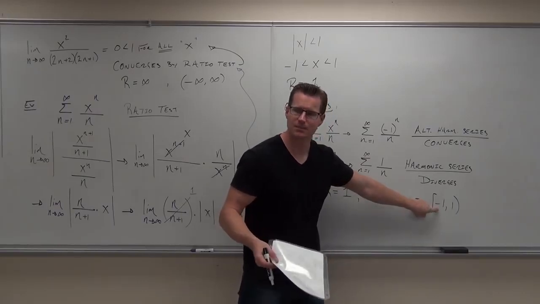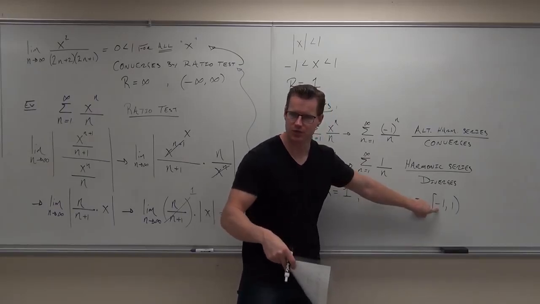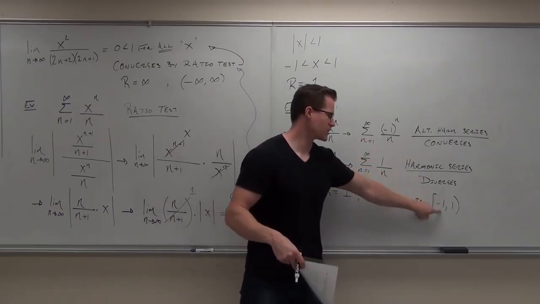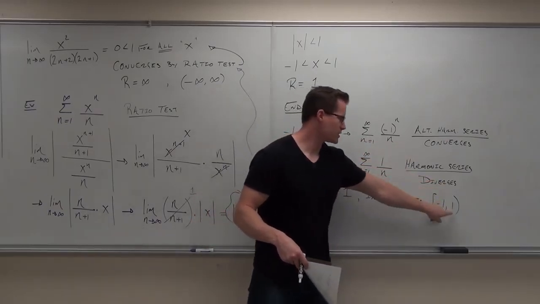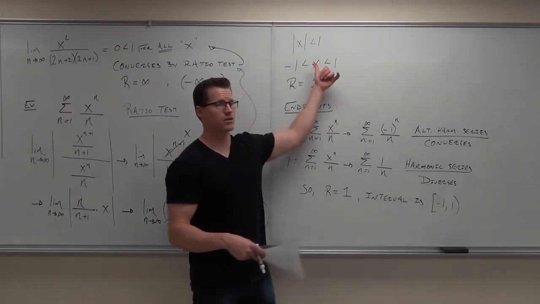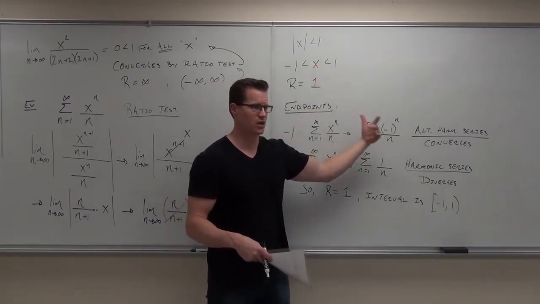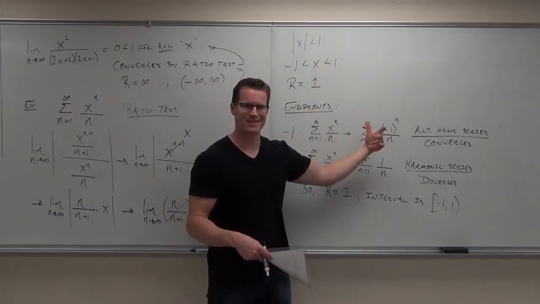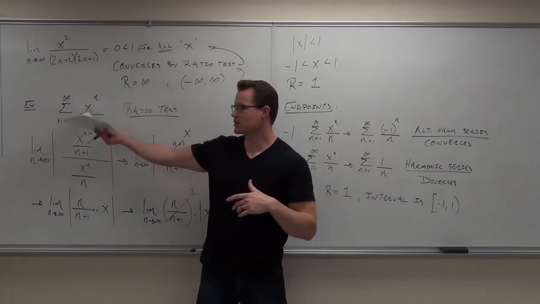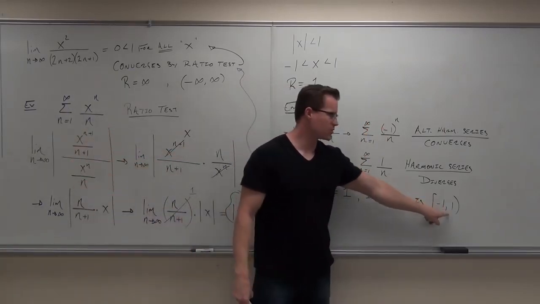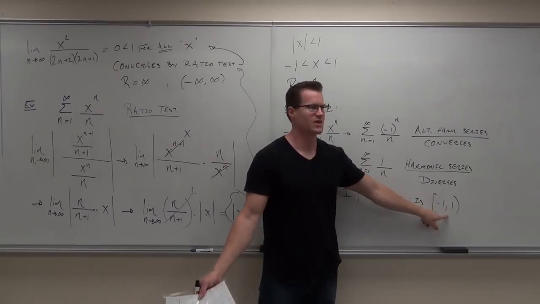Remember, our domain is all the numbers that make our series converge. So if it converges, negative 1 is included. If 1 diverges, 1 is not included. We already had the rest of it right here. So we go negative 1 to 1, it's just talking about the endpoints now. Does that make sense? By the way, what was the center for this? 0. Where's the center between this? 0. Does it make sense? Yes.